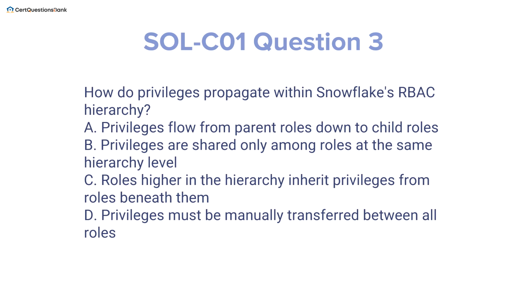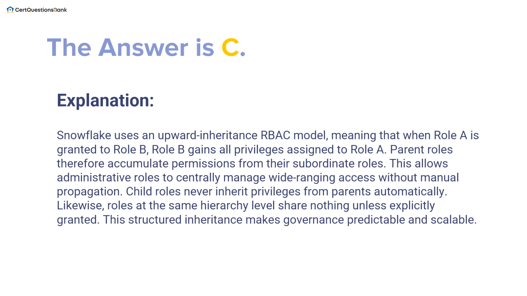How do privileges propagate within Snowflake's RBAC hierarchy? A. Privileges flow from parent roles down to child roles. B. Privileges are shared only among roles at the same hierarchy level. C. Roles higher in the hierarchy inherit privileges from roles beneath them. D. Privileges must be manually transferred between all roles. The answer is C.